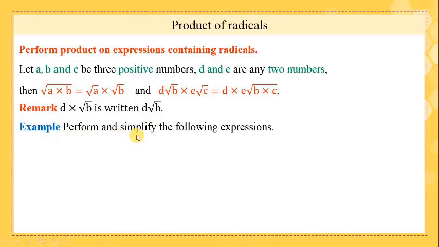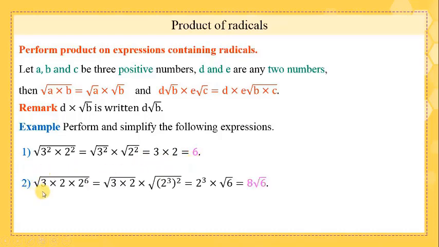Example: perform and simplify the following expressions. 1. Radical 3 to the power 2 times 2 to the power 2. This is equal to radical 3 to the power 2 times radical 2 to the power 2. Apply this rule: radical A times B equals radical A times radical B. So we get radical 3 power 2 is 3, times radical 2 to the power 2 is 2. So the final answer is 6.